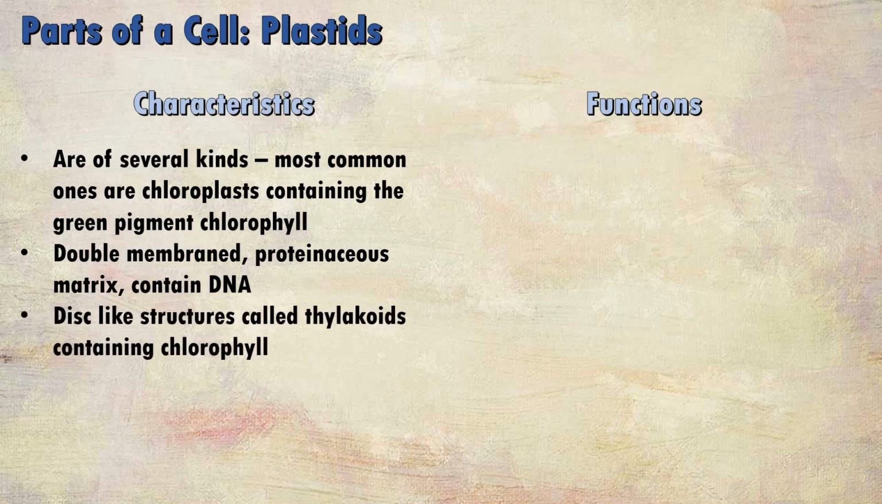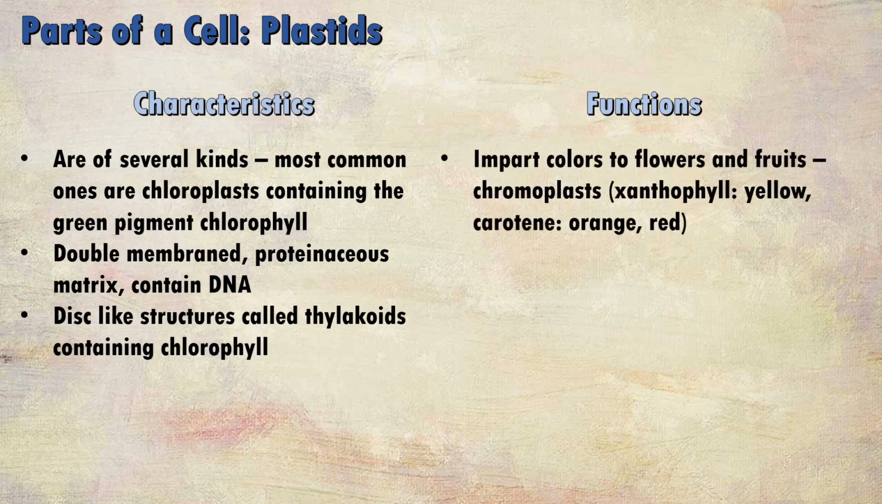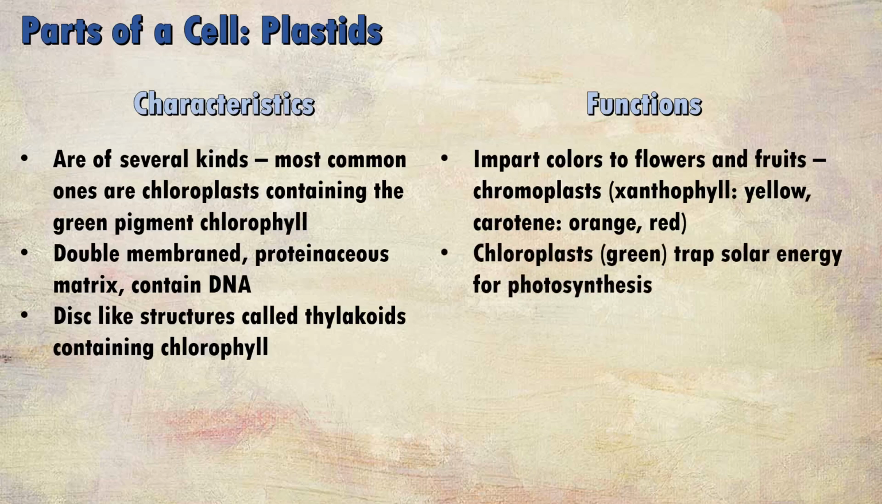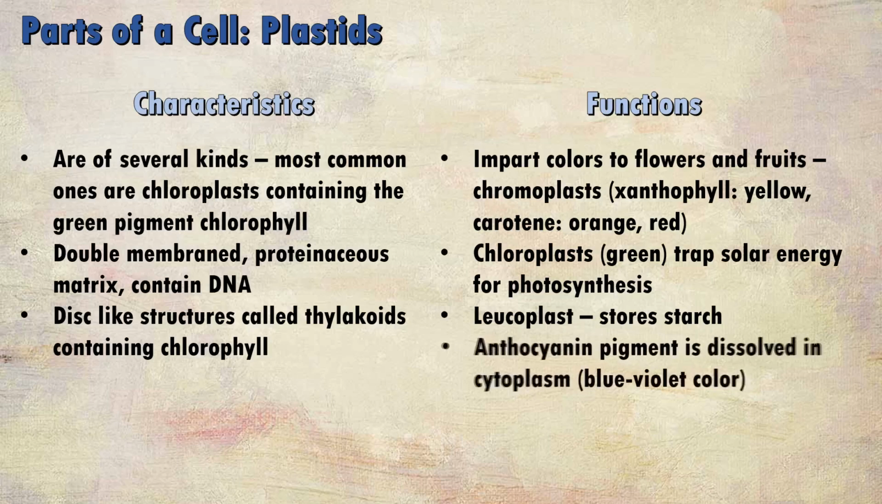As for the functions, the chromoplasts are responsible for imparting colors to flowers and fruits. Xanthophyll gives the yellow color, while carotene gives the orange and the red colors. Chloroplasts that are green in color trap solar energy for photosynthesis. Leucoplast stores starch, and anthocyanin pigment is dissolved in the cytoplasm, which is blue and violet in color.